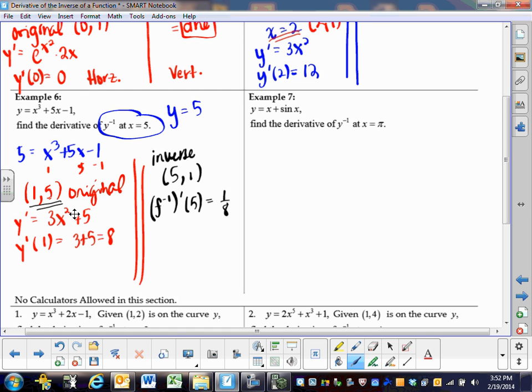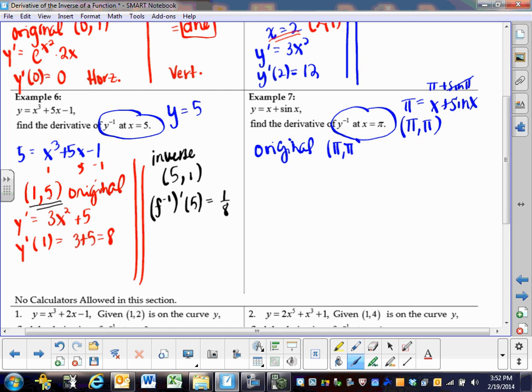So the derivative of the original function is 3x squared plus 5. So the derivative of the original function at 1 is 3 plus 5, so 8. That means that the inverse function has the point x is 5, y is 1, because we flip. And the inverse derivative at 5 is 1/8. So we're switching the x and y, so flipping over the slope.